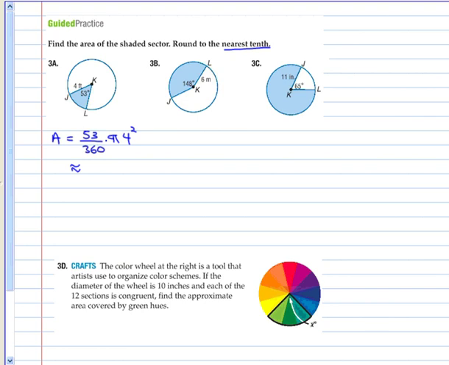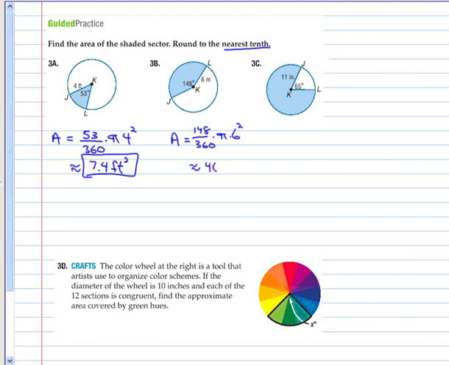Oh, I thought you wanted the fraction. 7.4. 7.4 feet squared. There's the area of that sector. So trying this one, area equals 148 out of 360 times 6 squared pi, which is going to give us to the nearest tenth 46.5. All right.